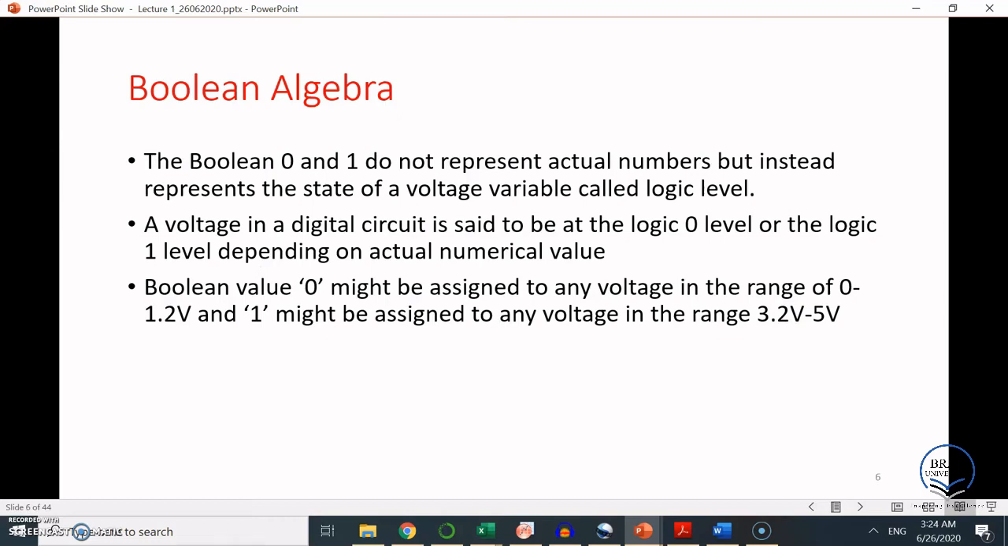The Boolean 0 and 1 don't represent actual numbers, but instead represent the state of a voltage variable called logic level. The voltage in a digital circuit is said to be at the logic 0 level or the logic 1 level, depending on actual numerical values. Boolean value 0 might be assigned to any voltage in the range of 0 to 1.2 volts, and 1 might be assigned to any voltage in the range of 3.2 to 5 volts.